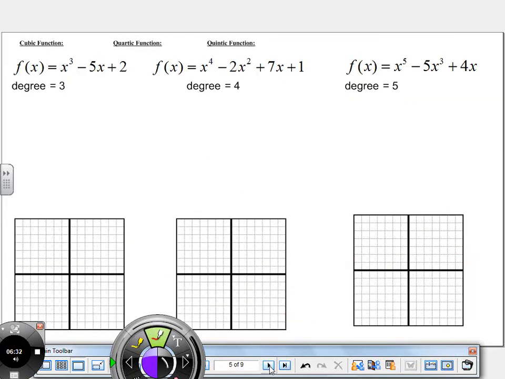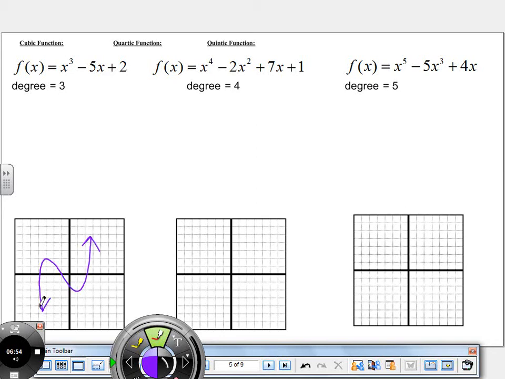So it has a different name. x to the third is considered a cubic function. Notice this cubic function has a cubic term, a linear term, and a constant term. So you can refer to the degree of each term. The overall polynomial has a degree of 3, therefore it's called a cubic, if we name it by its degree.